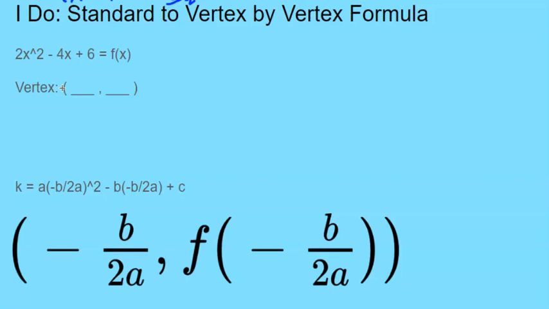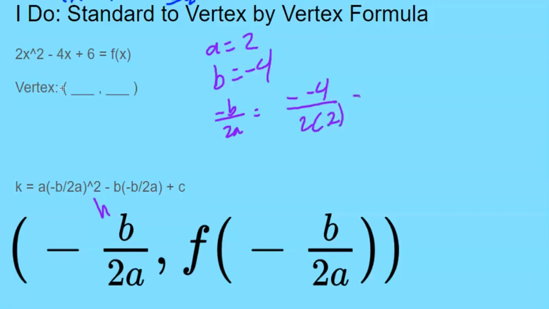Okay, now let's find the vertex using the vertex formula. The 2x squared minus 4x plus 6 equals f of x. You will use this formula right here. h equals negative b over 2a. Well, a equals 2, b equals negative 4. So let's plug that in. Negative negative 4 over 2 times 2 equals 4 over 4. That is 1.